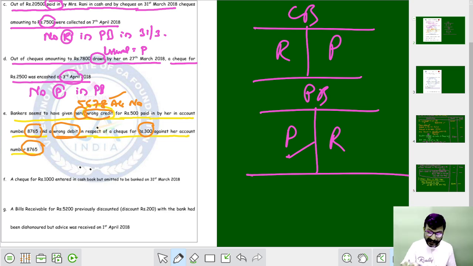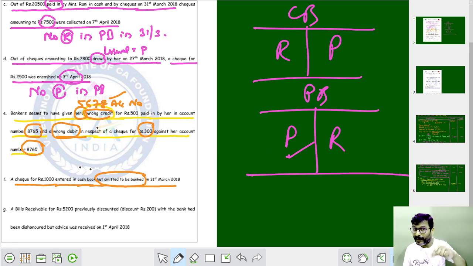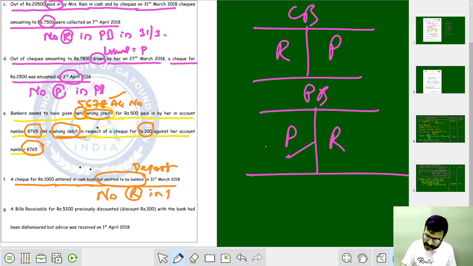Please see, every transaction seems to be somewhat confusing. Be clear. A check for rupees 1000 entered in the cash book. Where was it entered? Cash book. But omitted to be banked. Omitted to be banked means deposit. Banked means what? Deposit. Deposit means receipt. Omitted to be deposited means no receipt in passbook.